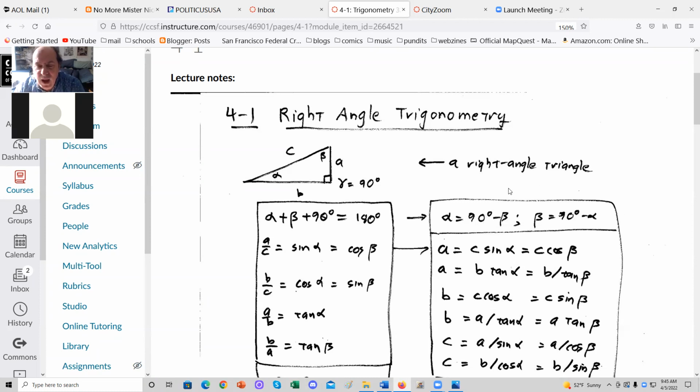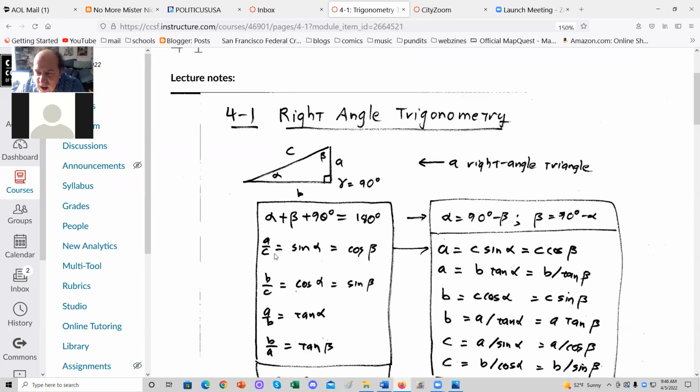Now, this is a right triangle, so we have the right angle relations between the sides and the trig functions. So, for example, A over C is sine alpha, and it's also cosine beta. B over C is cosine alpha and also sine beta. A over B is tangent alpha. B over A is tangent beta. And so from these, if you transpose the C in each of these, or the B or the A, you get that A equals B tan alpha from here, and also equals B divided by tan beta. You get that from here.